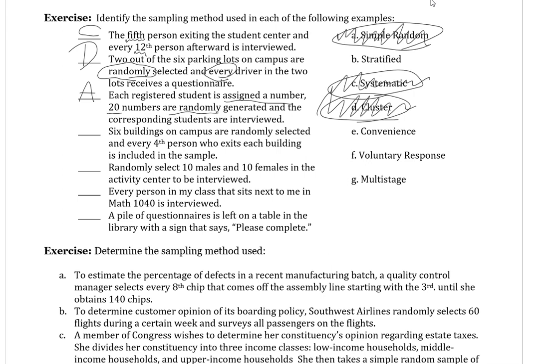All right, fourth, 6 buildings on campus are randomly selected. So again, this sounds a lot like cluster because they're selecting buildings. So 6 buildings out of however many buildings. And then every 4th person who exits the building is included in the sample. So the 6 buildings on campus being selected, and then every 4th. That sounds like a mix of cluster with the 6 buildings, and 4th makes it sound like systematic. That means that this is multi-stage. It's combining multiple things together.